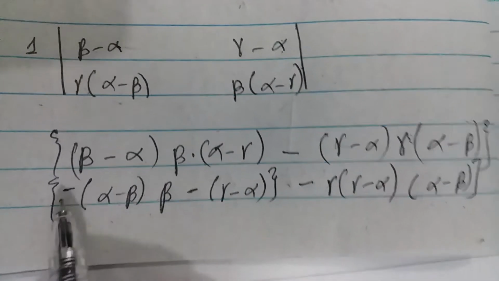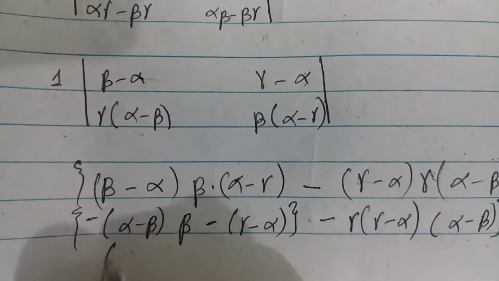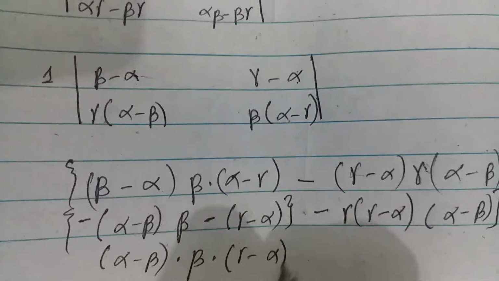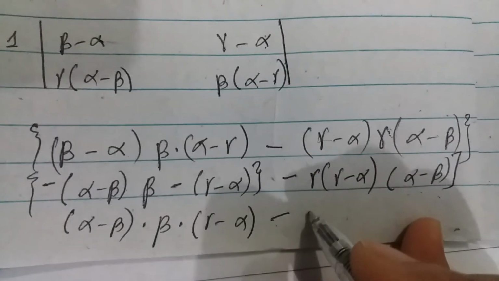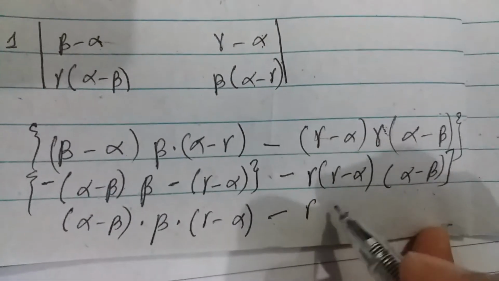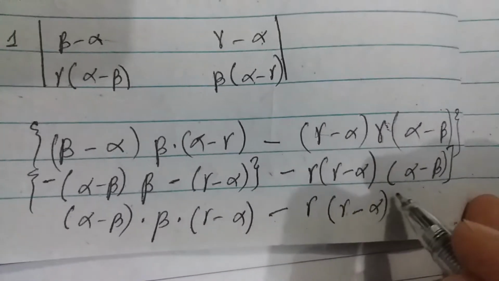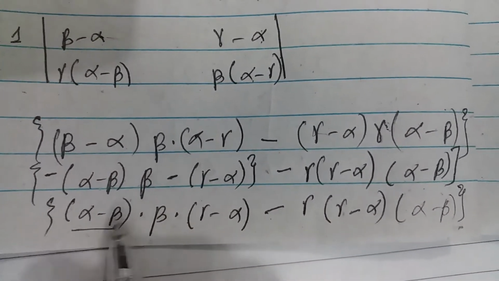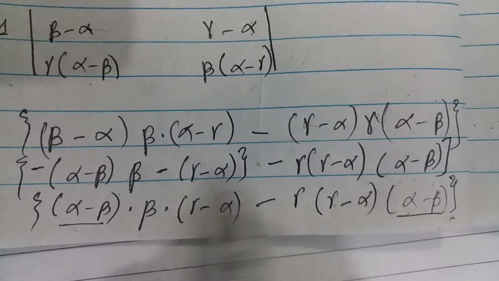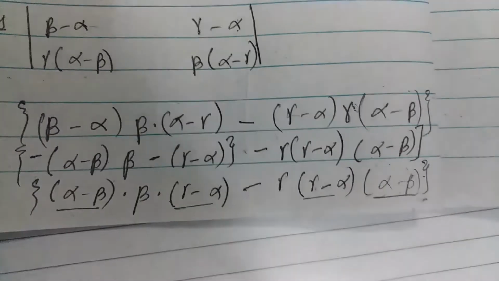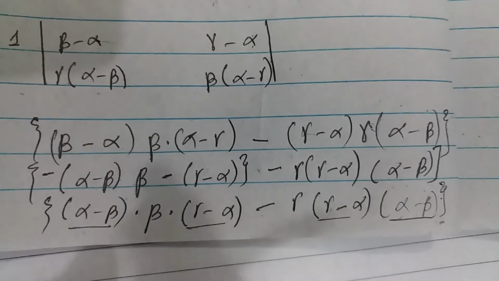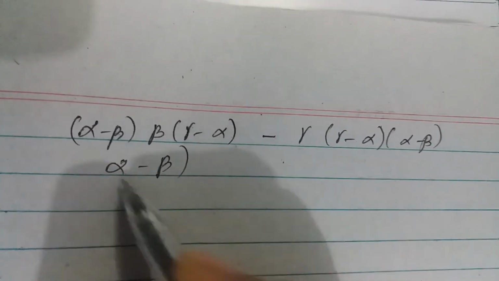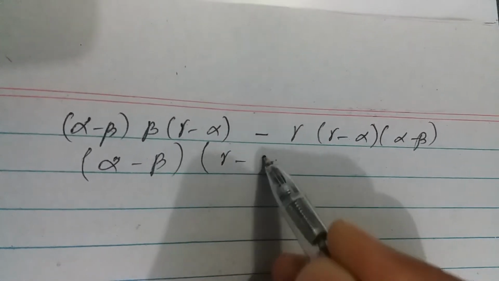Okay, this minus is multiplied with minus, minus minus plus, so we have got alpha minus beta into beta into gamma minus alpha, with the minus sign according to the term, and then we have got gamma minus alpha, and then alpha minus beta. Now students, alpha minus beta is common, and gamma minus alpha and gamma minus alpha are in both the terms. So we can take out common alpha minus beta and gamma minus alpha.